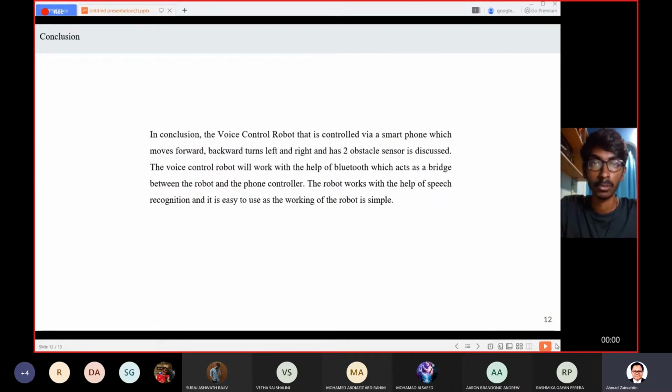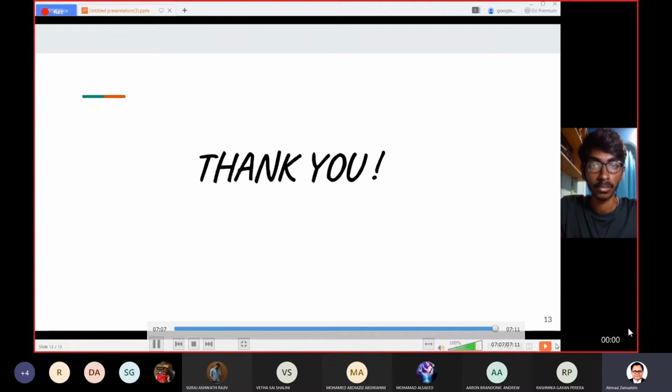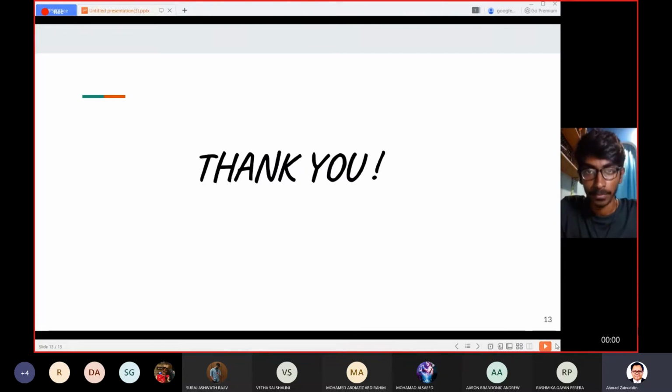So in conclusion, the voice control robot can be controlled via a smartphone, moves forward and backward, can turn left and right, and has two obstacle sensors. This robot will work with the help of Bluetooth, the HC05, which acts as a bridge between the robot and your phone controller. Finally, this robot using speech recognition is very easy to use and it can really help people. So that's all I'd like to say. Thank you.